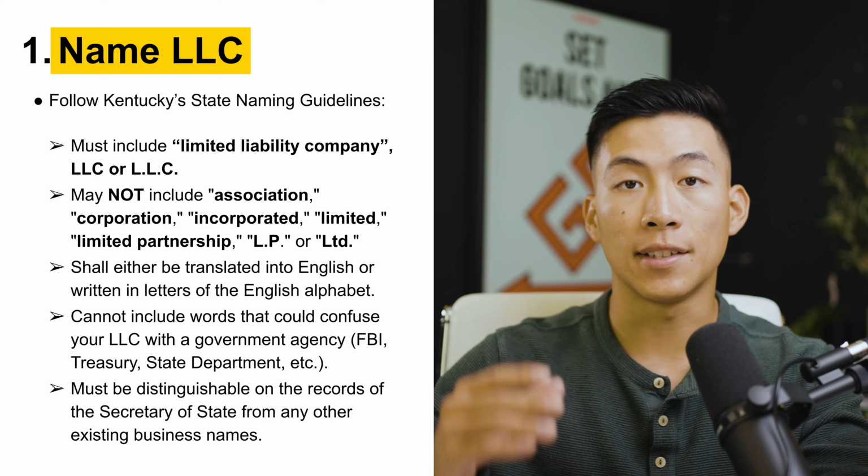Now let's get into all the steps that you need to take to set up your LLC in the state of Kentucky. Okay, step number one is naming your LLC.